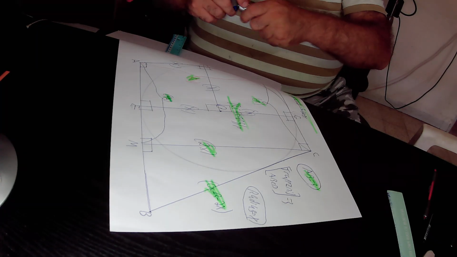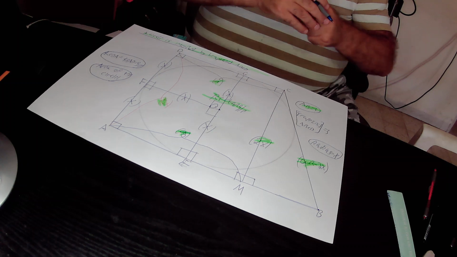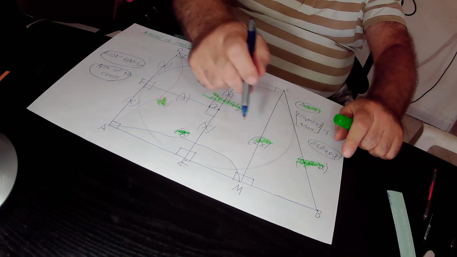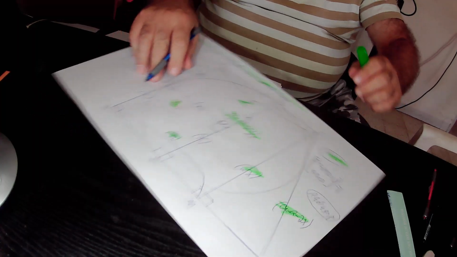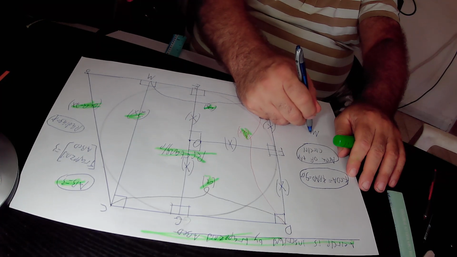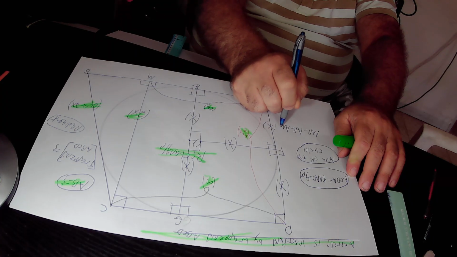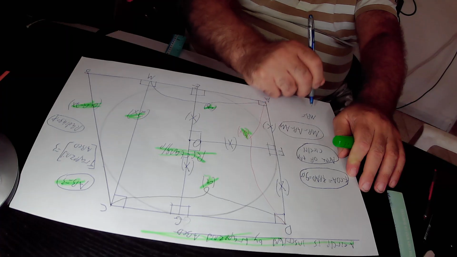What is the length of this missing line segment? Line segment MB. From the drawing it is very easy to see that MB equals AB minus AM. So write it down. MB equals AB minus AM.